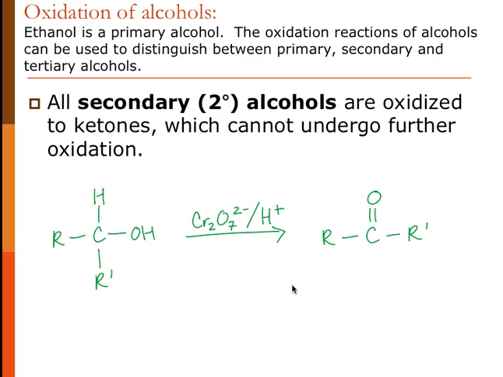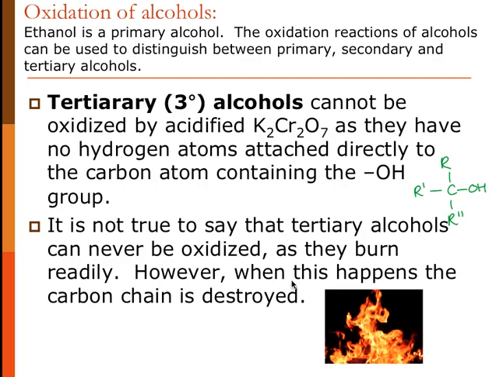Tertiary alcohols cannot be oxidized. Tertiary alcohols have 3 branches, so that carbon is connected to 3 other carbons and the alcohol group, and it can't be oxidized by acidified dichromate ion. They really can't be partially oxidized, only completely by burning them. But when they do that, the carbon chain is completely destroyed, and if you have complete combustion, I would end up with carbon dioxide and water. Okay, next we'll talk about the halogenoalkanes.